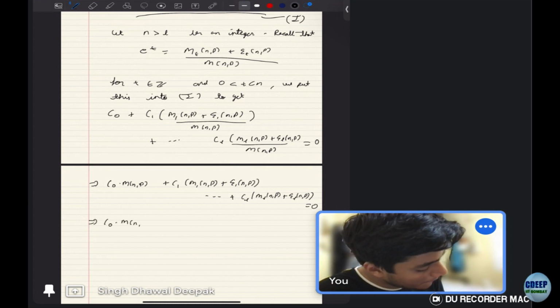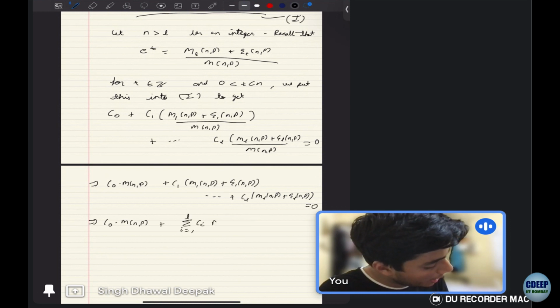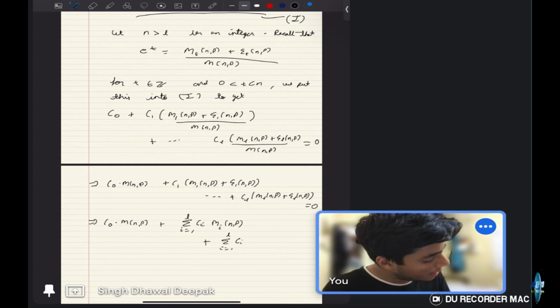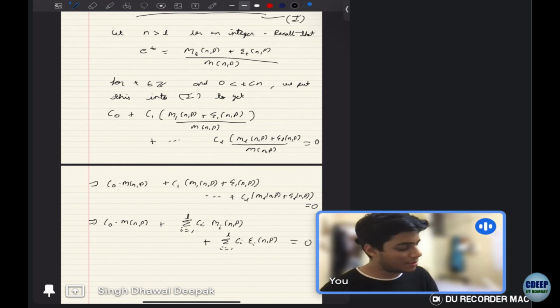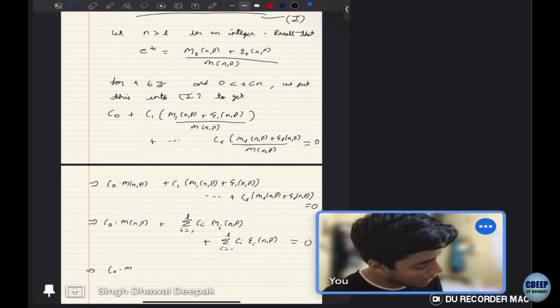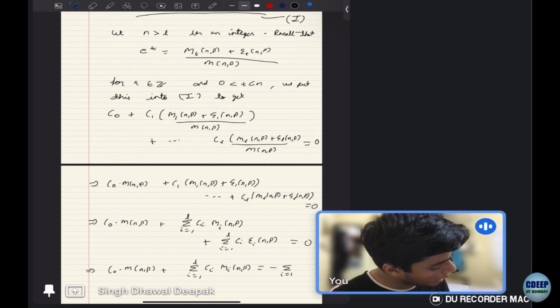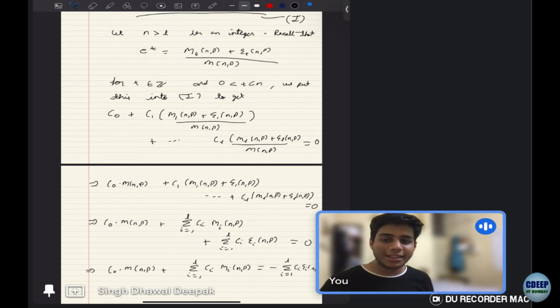times mnp plus summation i equal to 1 to l ci mi np plus summation i equal to 1 to l ci epsilon i np equal to 0. We will just move epsilon i's to the right hand side for convenience. Equal to minus summation i equal to 1 to l ci epsilon i np. And I think that now we are almost done.